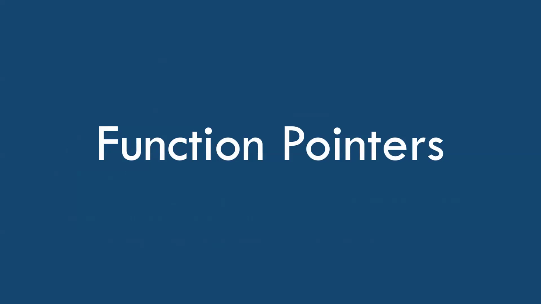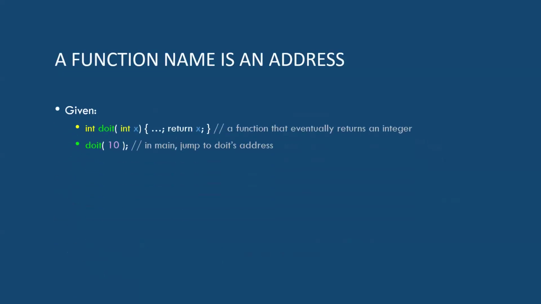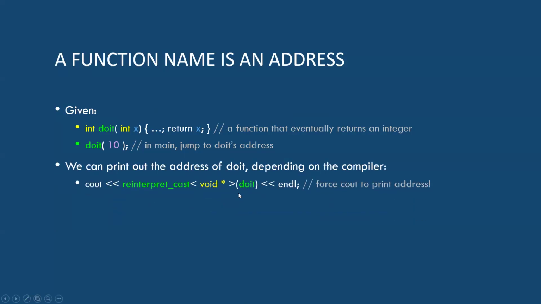So let's park that there for a moment and switch over to another somewhat unrelated topic, other than just being functions, called function pointers. Love function pointers. A function name is just an address. So if I have a function here called doit, I can call the function, but I can also force the name of the function to be reinterpreted as a void star. That basically says, just give me the address in memory where that function is sitting.